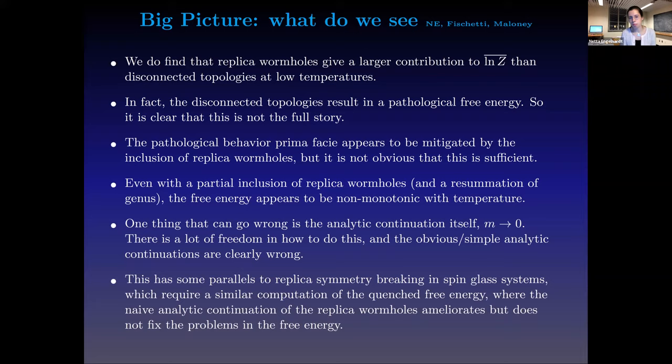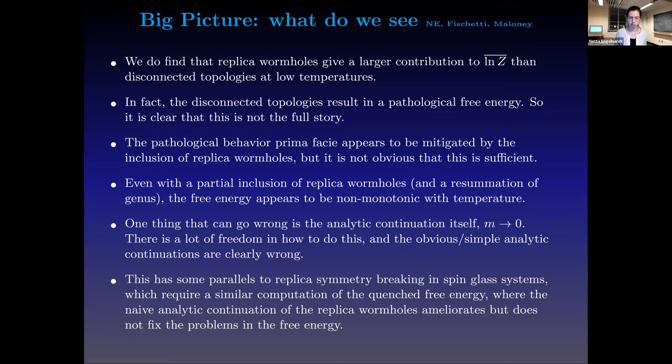And this is very interesting because it has parallels to replica symmetry breaking in spin glass systems. These require a similar computation of the free energy, this quenched free energy. If you just compute the disconnected topology contributions, you find a very pathological behavior, non-monotonic with temperature. You can include the replica wormholes and it mitigates it, but it doesn't fix it. And then a very novel analytic continuation, which is basically the Parisi ansatz, is what fixes it altogether. So that suggests there's maybe some parallel here with spin glass systems.